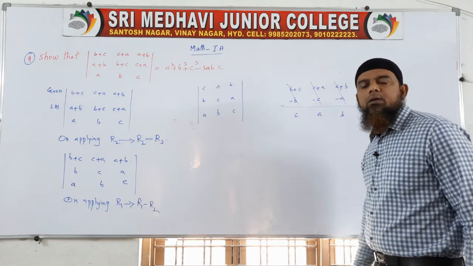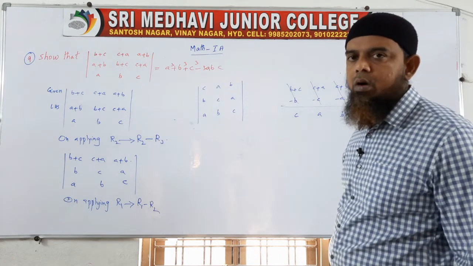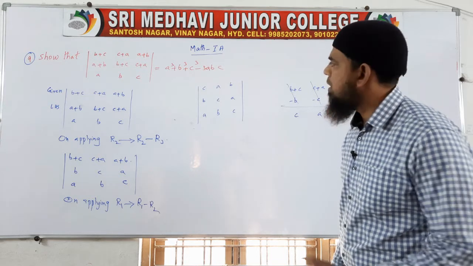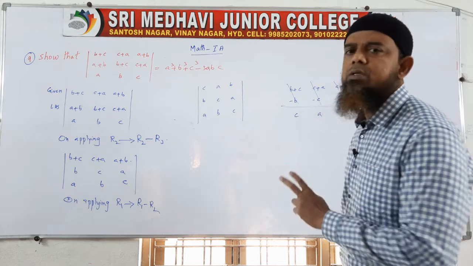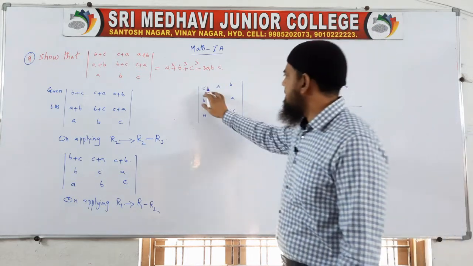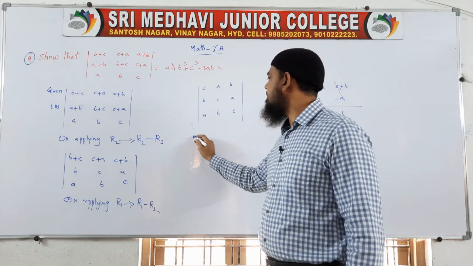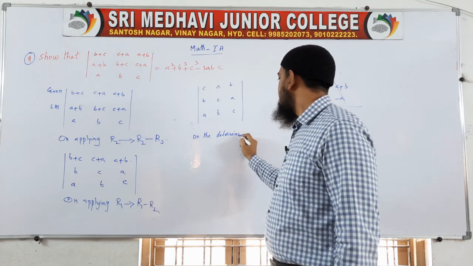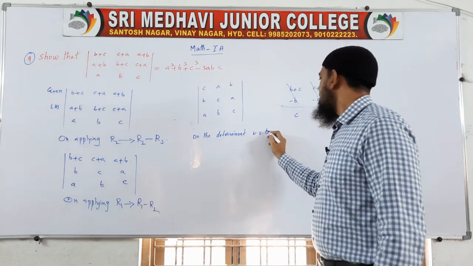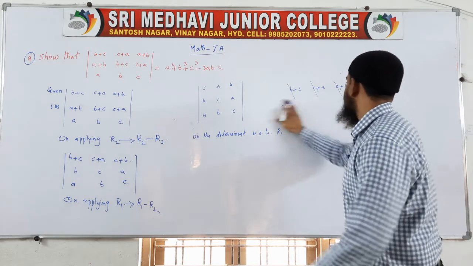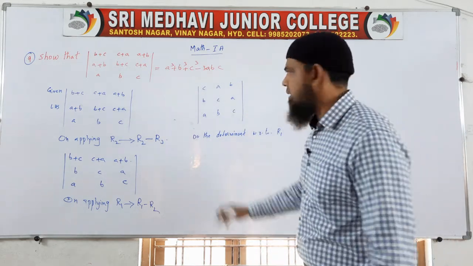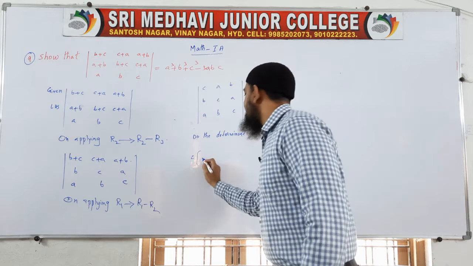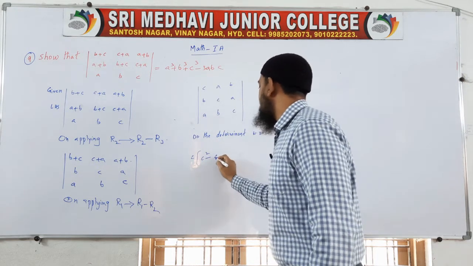Our problem is completed. Single letters are already came. c, a, b, b, c, a, a, b, c. Now do the determinant. It is very easy. Select first row. Do the determinant with respect to R1. See, through R1 we are doing the determinant. c into AD minus BC. c into c, c square minus a into b, ab.